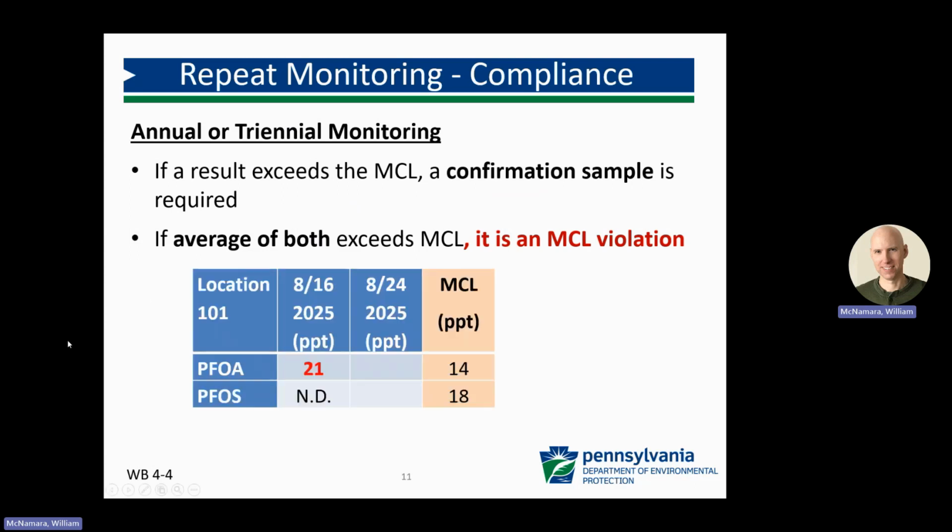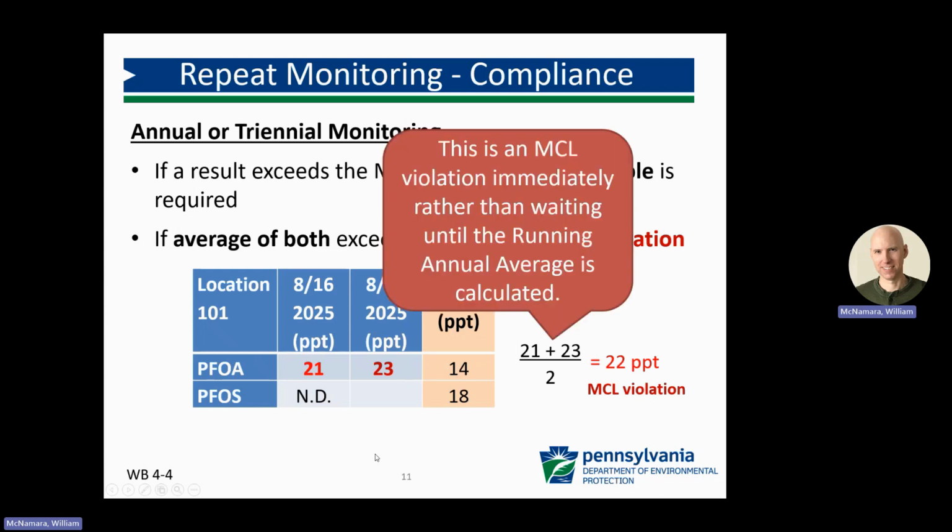Let's look at an example. Here we have location 101, and we had the PFOA result of 21. All right, well, we know we have to collect a confirmation sample. We collect that, it's 23, and divided by 2, we average it. That's 22, which is over the MCL of 14, and that's an MCL violation. So the idea here is this is an immediate MCL violation rather than waiting for calculating the running annual average like you would do if you're on quarterly monitoring.